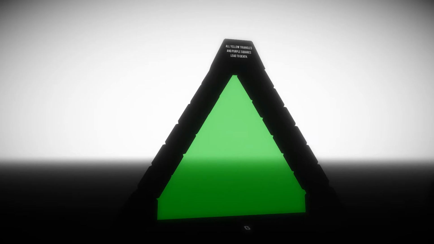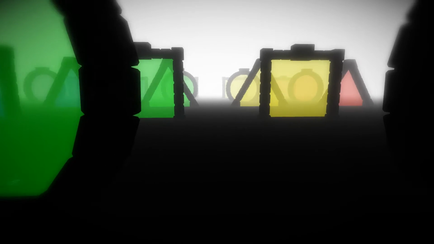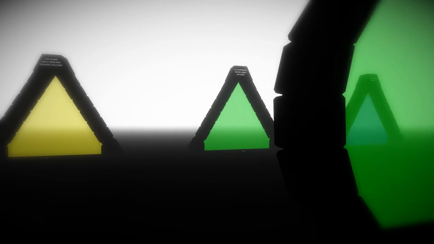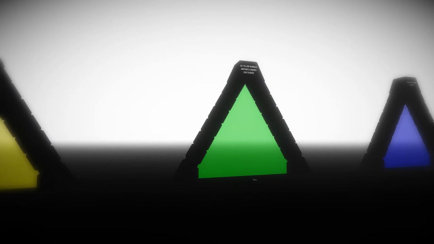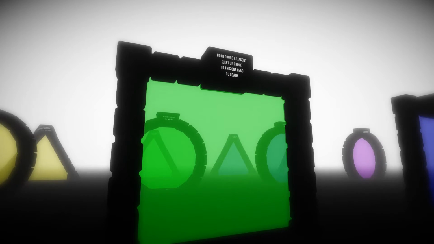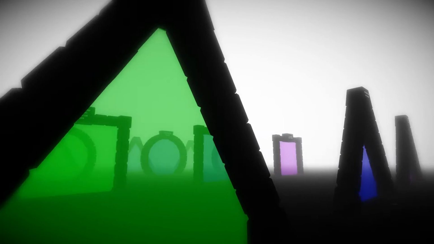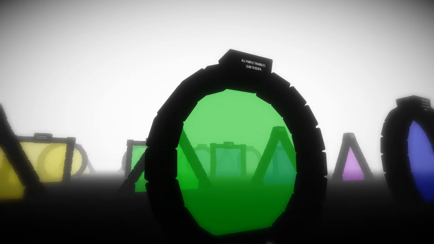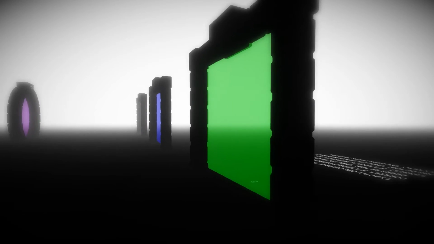Okay, all yellow triangles and purple squares lead to death. All right, that should be fine. All yellow squares lead to death. All right, that's not inconsistent yet. Both doors adjacent left or right to this lead to death. That's consistent so far. A circle door leads to bacon. All purple triangles lead to death.